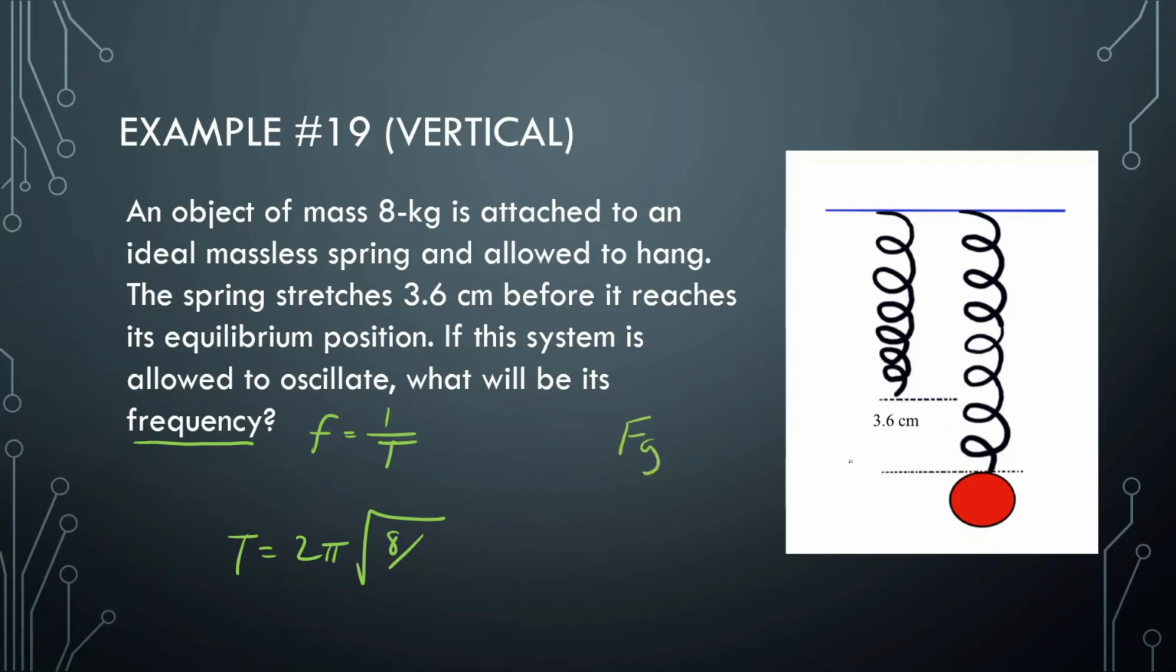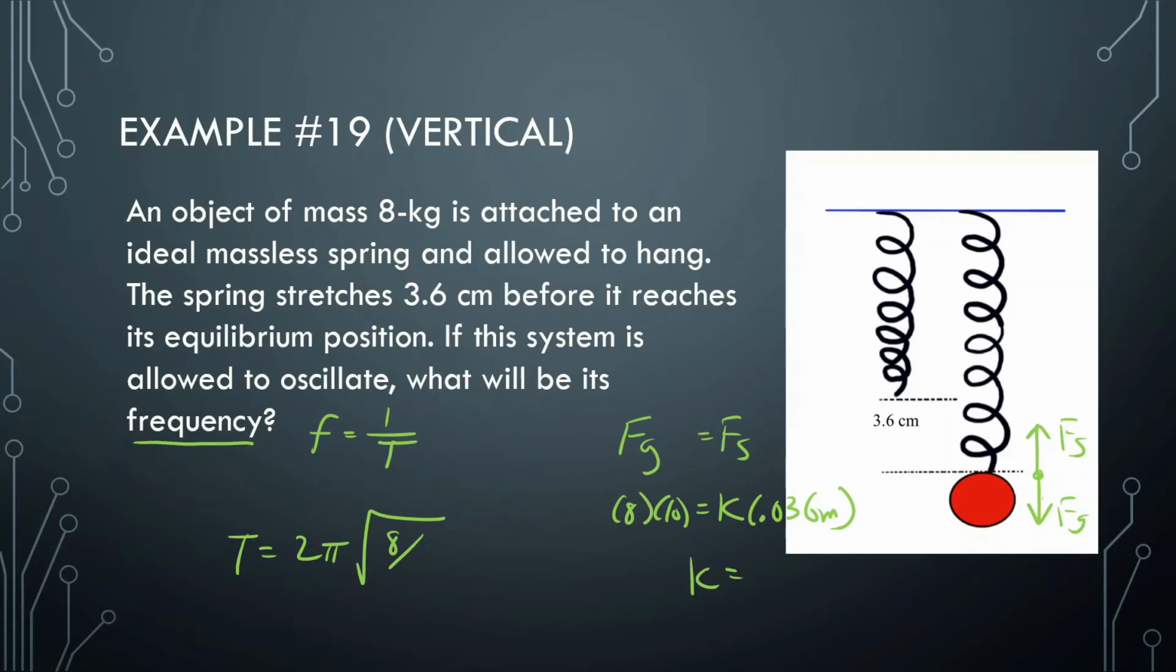We know at the new equilibrium position, the force of gravity is equal to the force of the spring. So we have force of gravity as 8 times 10, and this will be equal to k times x. And x is 3.6 centimeters, which is 0.036 meters. So now we can find the spring constant.